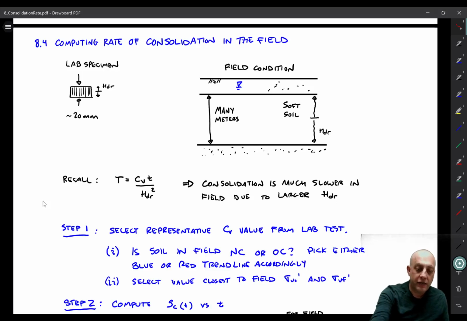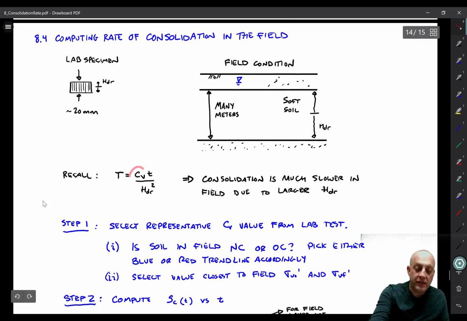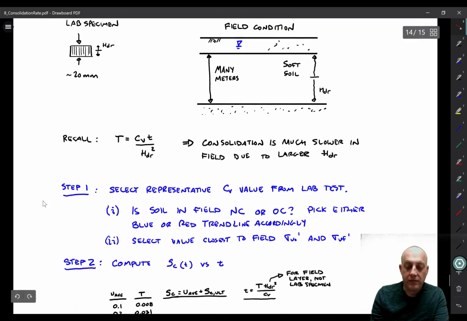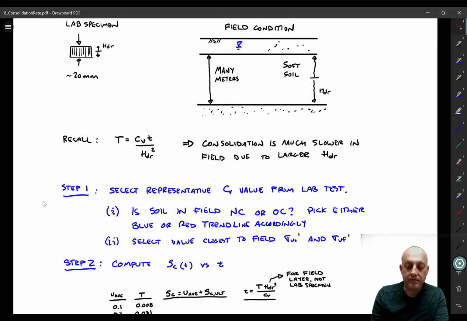And then, of course, the amount of settlement for the lab specimen is pretty small too because it's only that thick, whereas the amount of settlement in the field might be much bigger. So the reason we do the lab testing is really just to get C sub v, and then once we have C sub v, we can extrapolate it out to the field. So let's go on to the steps for getting the settlement versus time.